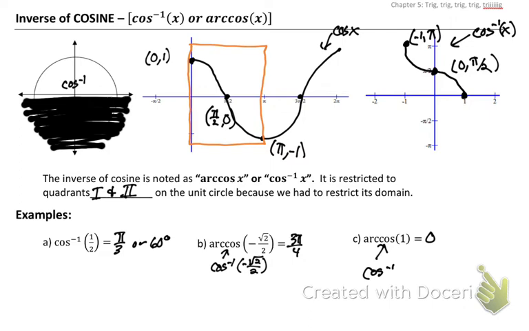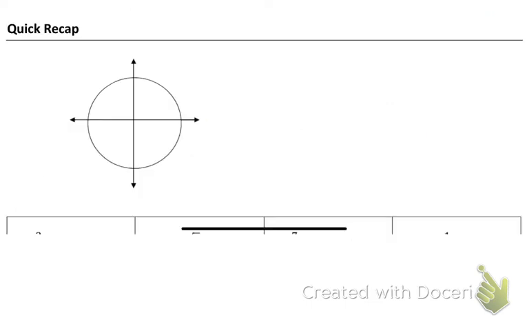No 2 pi. No coterminal angles in inverse land. Inverse land exists in those two quadrants and those two quadrants only. Sine is quadrants 1 and 4. Cosine is quadrants 1 and 2. I'm going to show you an easy way to remember what quadrant they live in.